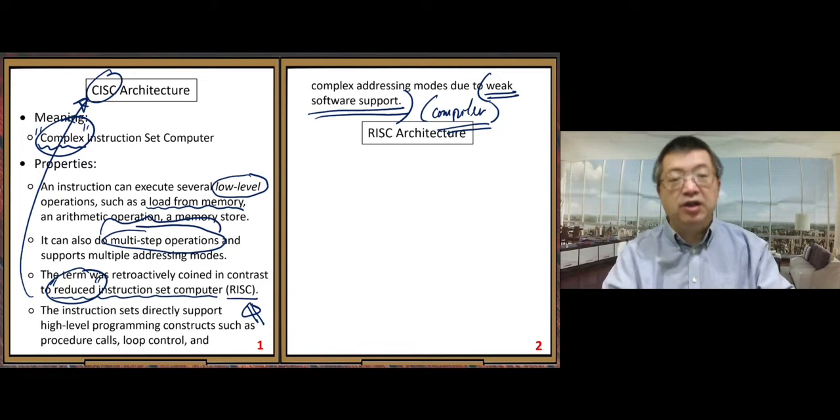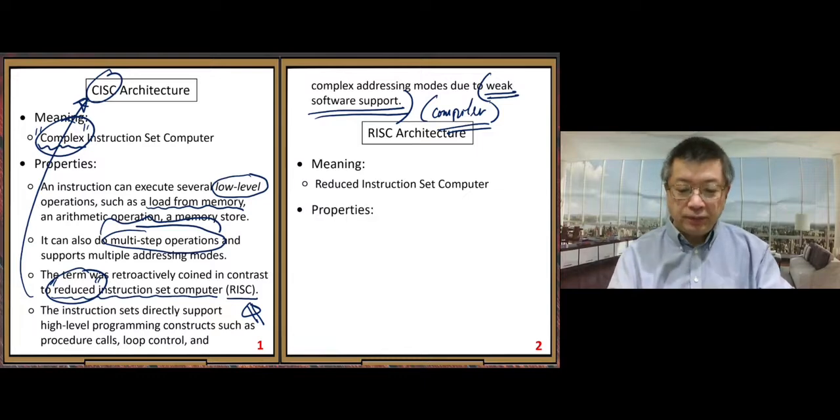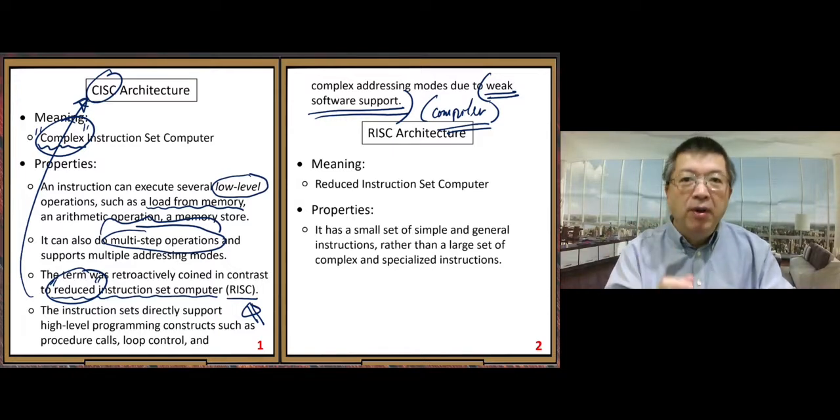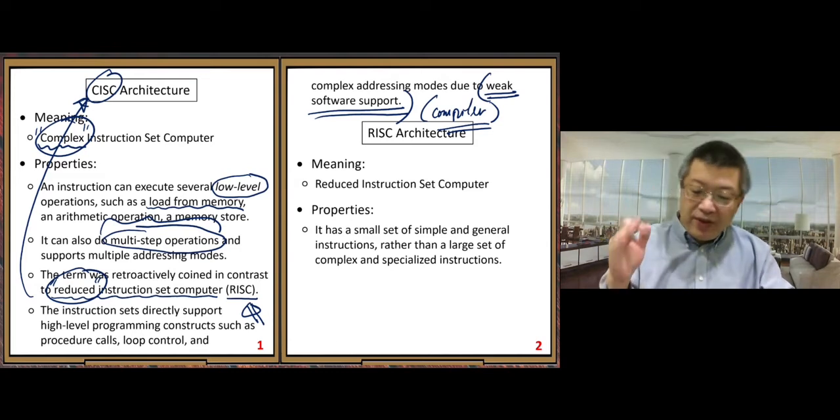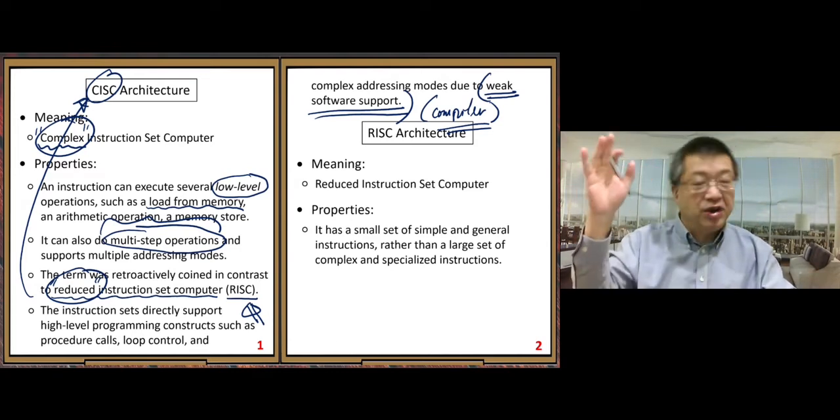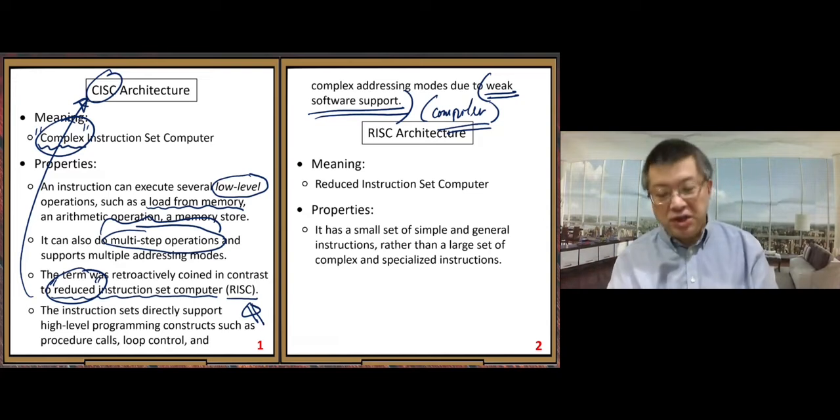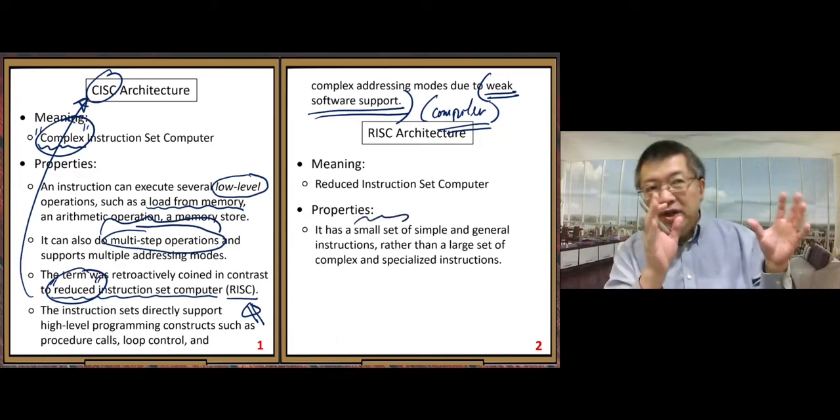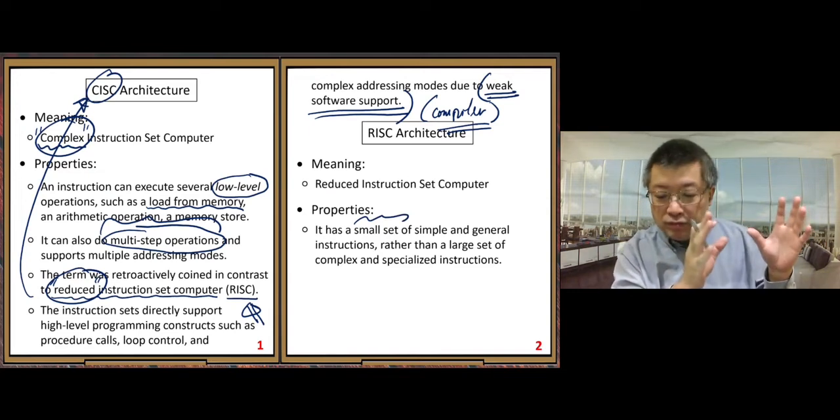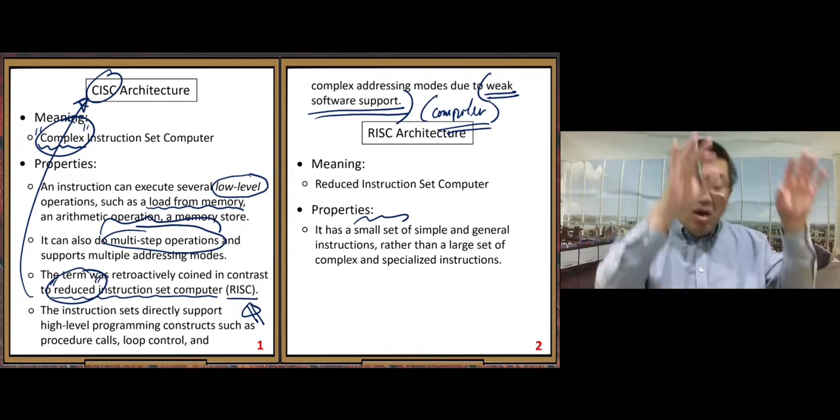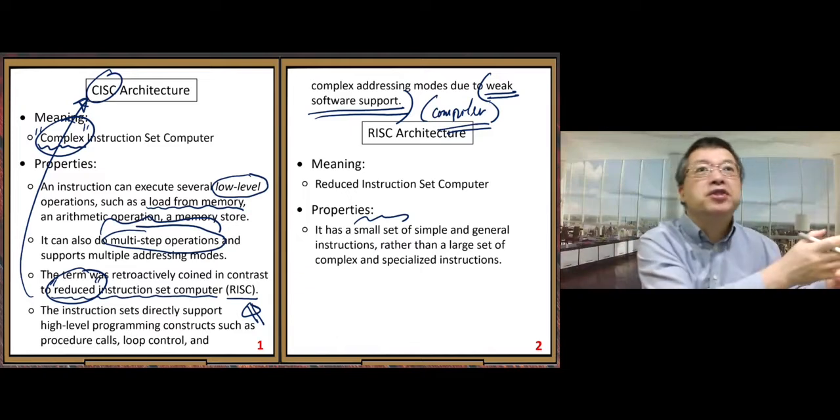Next, let's look at the RISC architecture. We saw the meaning: Reduced Instruction Set Computer. Properties: first, it has a small set of simple and general instructions, rather than a large set of complex, specialized instructions. When you compare with the CISC instruction set, you can see a small set. The number of different instructions is much smaller, and they are also simpler. In each instruction, you do not need to do multi-step operations. You only need to do a single-step operation.